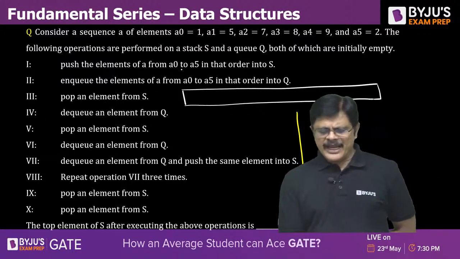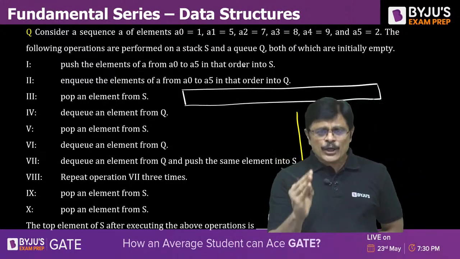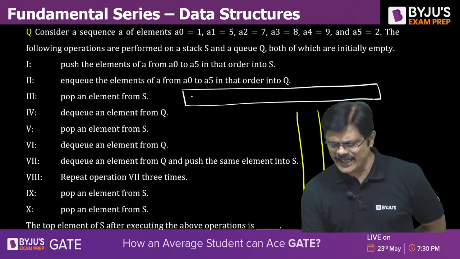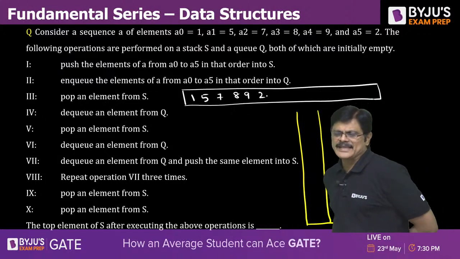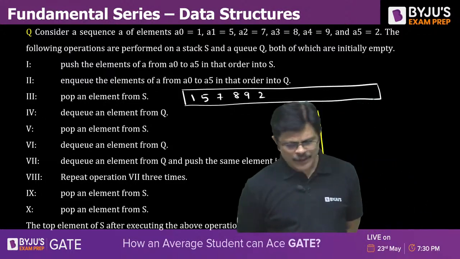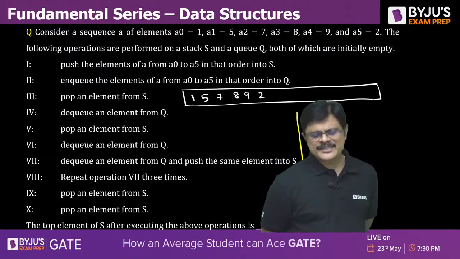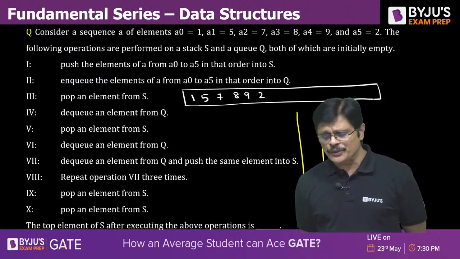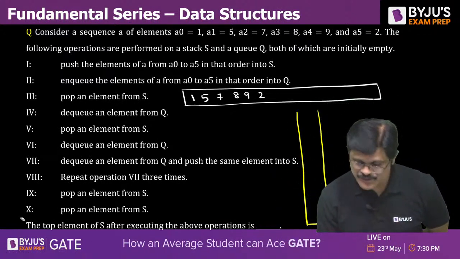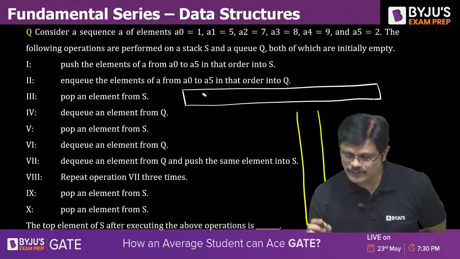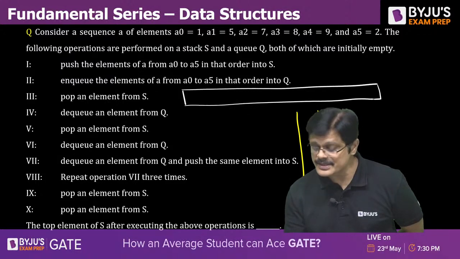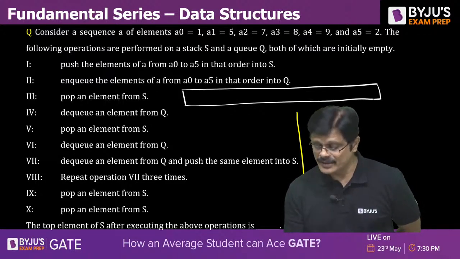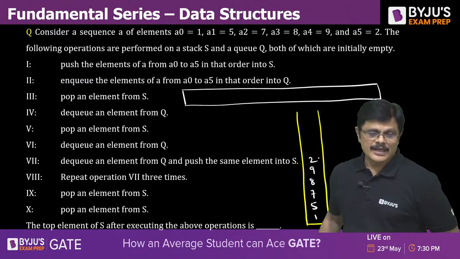Push the elements from A0 to A5, in that order, into the stack. That is A0 to A5, you have to push them. That is 1, 5, 7, 8, 9, 2 are pushed onto the stack. Then what we do? Enqueue the elements from A0 to A5. First we have to do it on the stack, sir, then on the queue. First we will push them onto the stack, that is 1, 5, 7, 8, 9, 2. Then you have to enqueue.